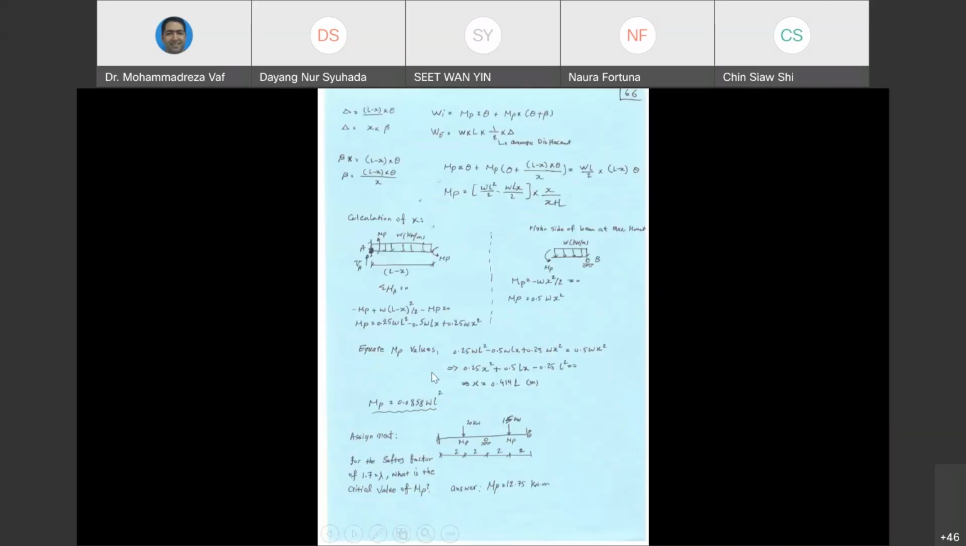So you need to see how you can get the MP based on W using the calculation that we just saw. If you have any questions so far, you can ask. Otherwise, I will show you more examples. Any question?